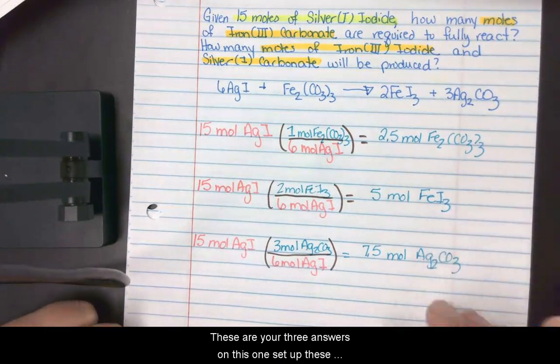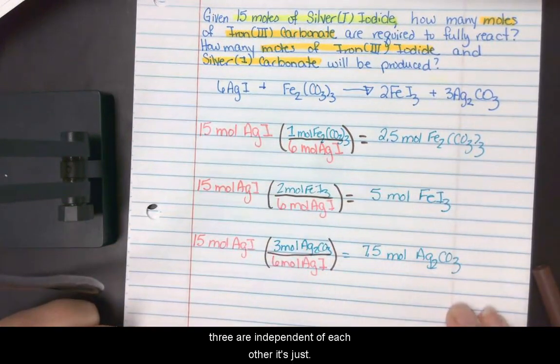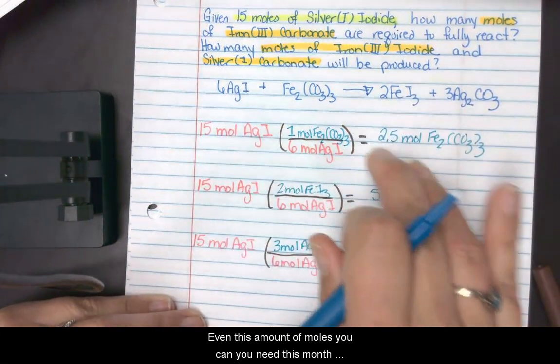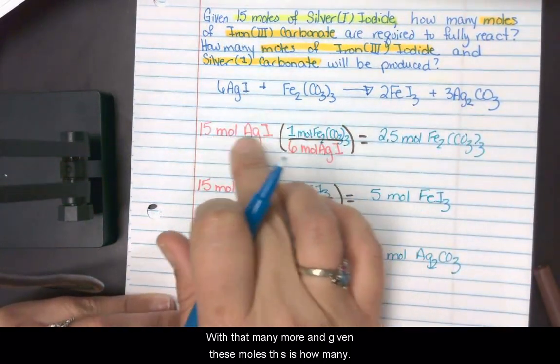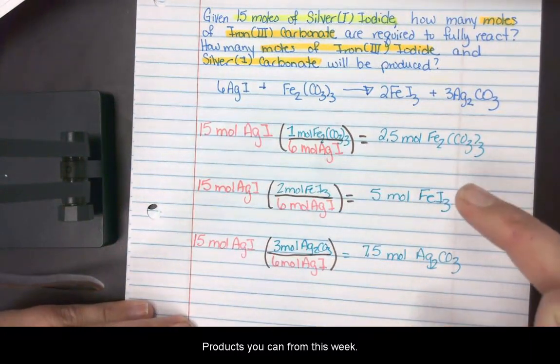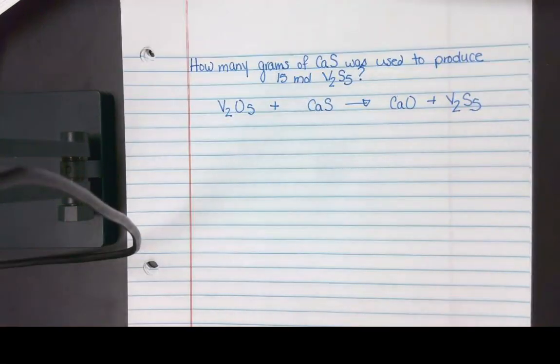These are your 3 answers from this one setup. These 3 are independent of each other. It's just, given this amount of moles, you need this much to fully react with that many moles. And given these moles, this is how many products you can get from these reactants. Okay, let's try our next setup.